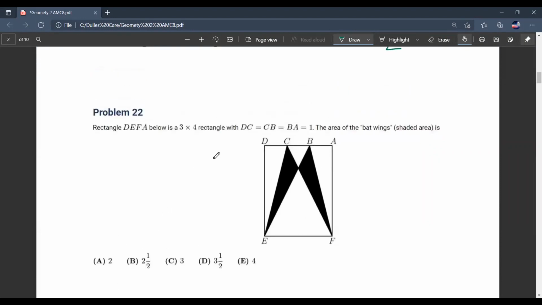So we have rectangle DEFA, a 3x4 rectangle with DC equals CB equals BA. Now we want to find what the bat wings are. So I think we did a similar problem last week. I don't think it's exactly the same. It involved a similar configuration, but not the exact same problem.